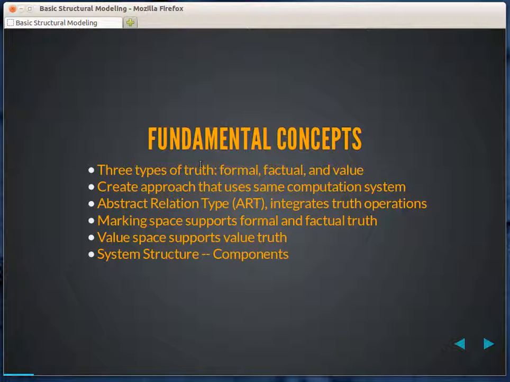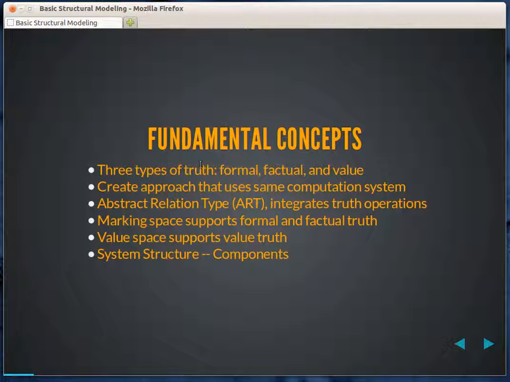Our fundamental concepts that support the abstract relation type and this type of basic structural modeling includes the utilization of the 3 fundamental types of truth. There's formal truth, factual truth, and value truth. And the authors have created an abstract relation type, which is an approach that allows us to use all of these types of truth in the same type of computational system.